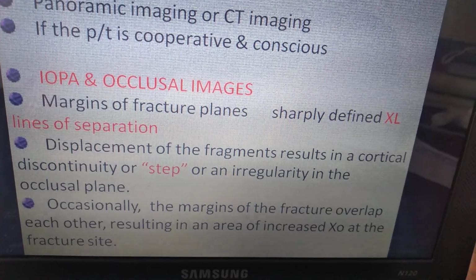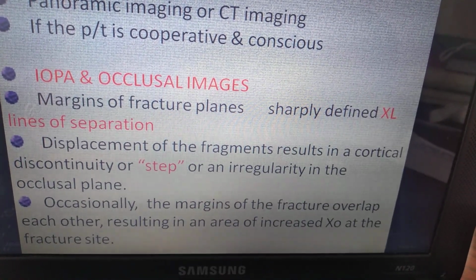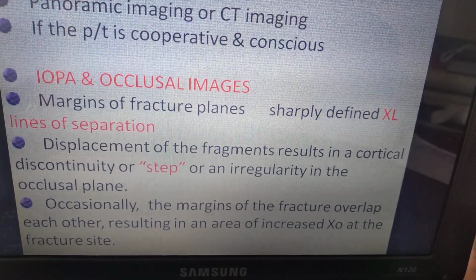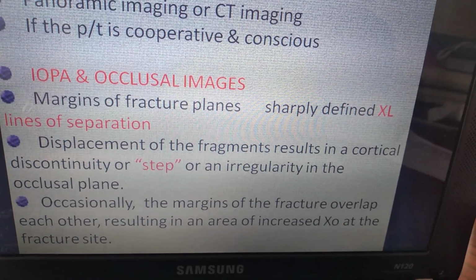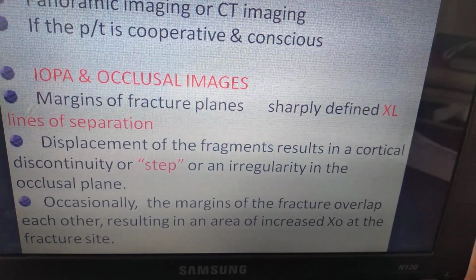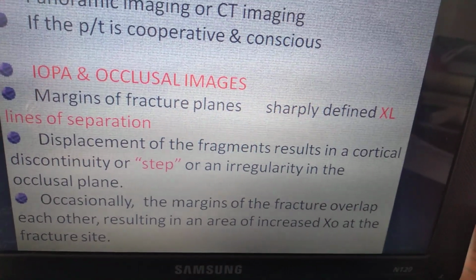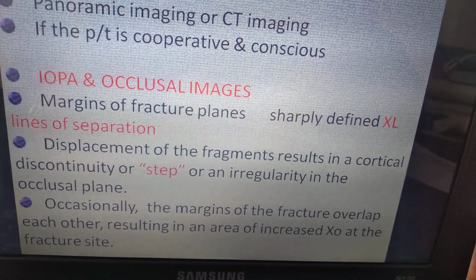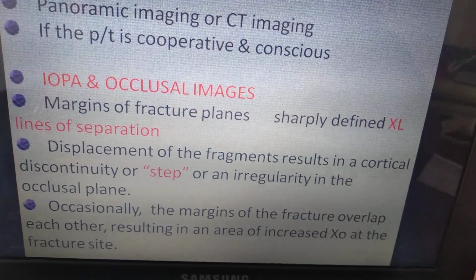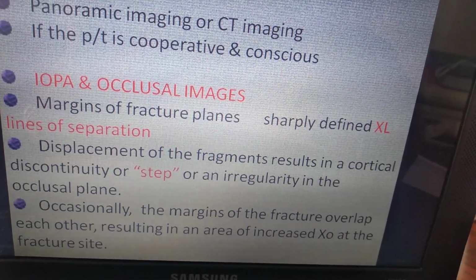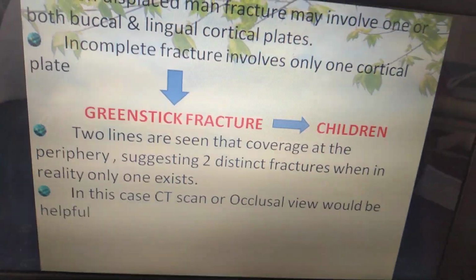Displacement of the fragments results in a cortical discontinuity or step, or an irregularity in the occlusal plane. So there is a step deformity. It is a very important clinical appearance. Then occasionally the margins of the fracture overlap each other, resulting in an area of increased radio-opacity at the fracture site.